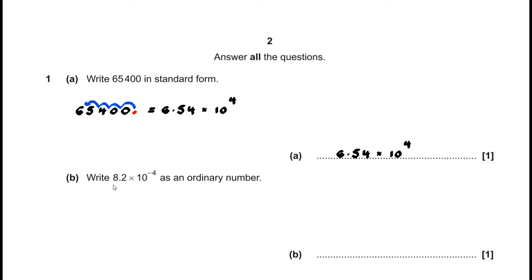For part B, we have to write 8.2 times 10 to the minus 4 as an ordinary number. We have the 8.2, and we need to move this decimal place 1, 2, 3, 4 spaces to the left, meaning we have 0.00082. So we have 0.00082.